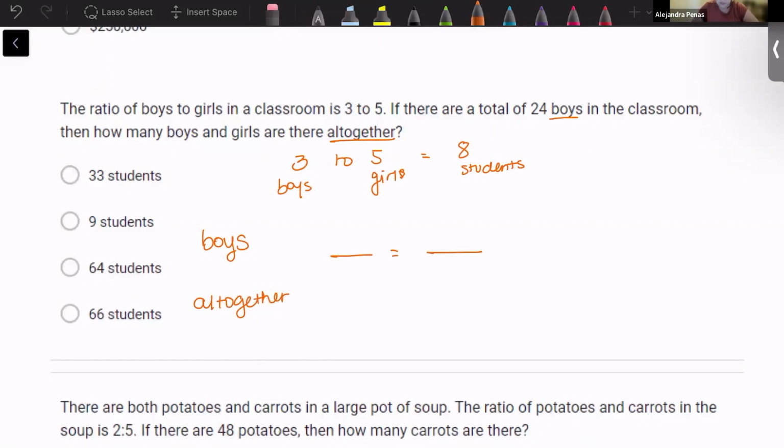The ratio states that if there's only 8 students altogether, 3 of them have to be boys. Now, in reality, we have a total of 24 boys. So now instead of the 24 going at the bottom, it's going to go at the top because it's related to the number of boys. And we're looking for how many students altogether we have inside the classroom.